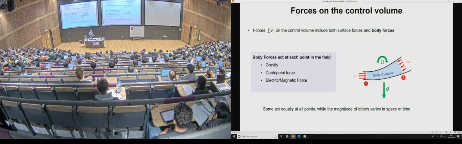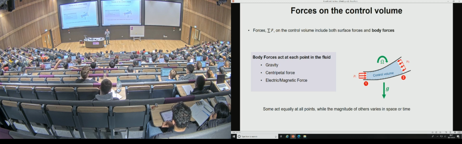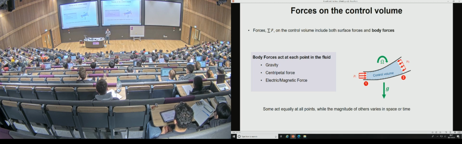So conversely, body forces act on every point in the fluid. The obvious one is gravity. We've talked about hydrostatic fluids, and every point in a fluid domain will be subject to a gravity force. Gravity is constant throughout the domain. A less obvious one is a rotational force, centrifugal or centripetal force.